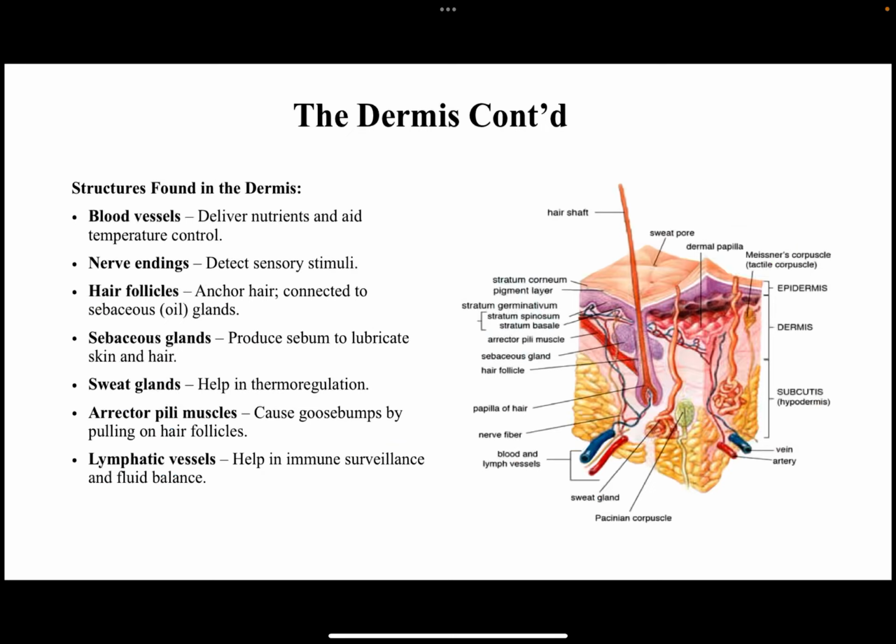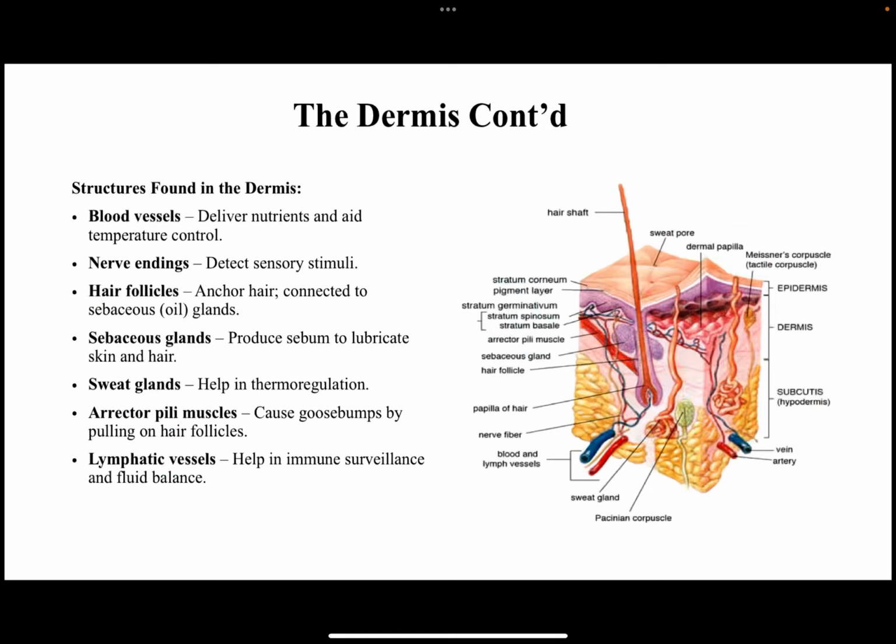Sometimes it also happens when you are suddenly startled. It can also pull on the hair follicles. Then we have another mechanism we call insulation, especially by the subcutaneous fats.